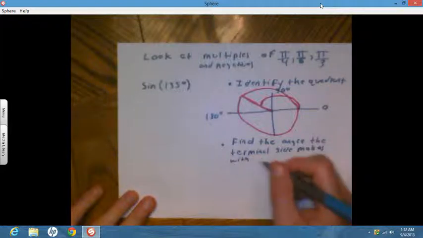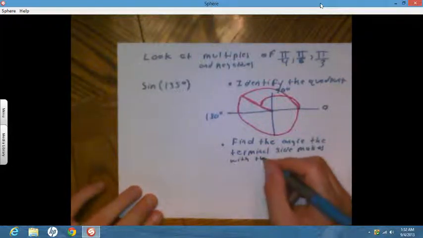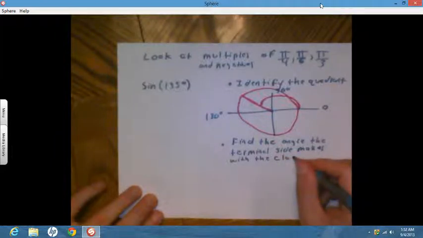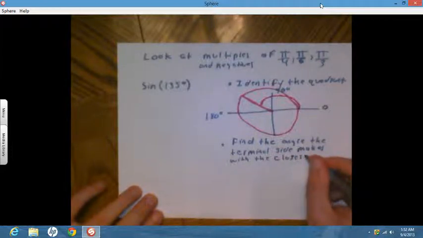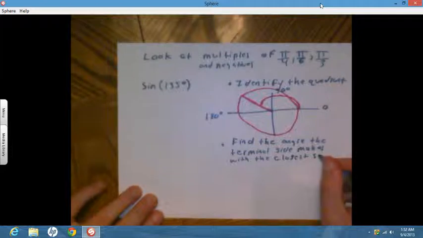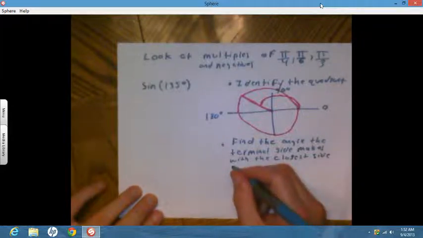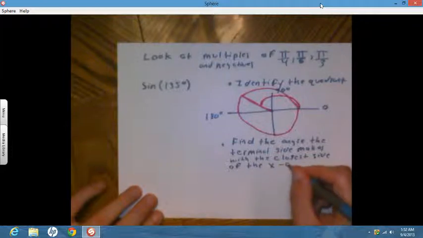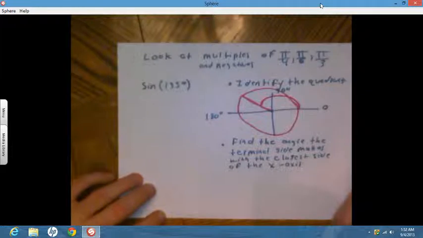with the closest side of the x-axis. Okay? All right. So let's see here.